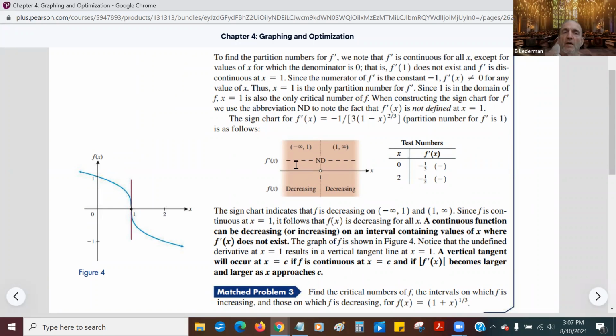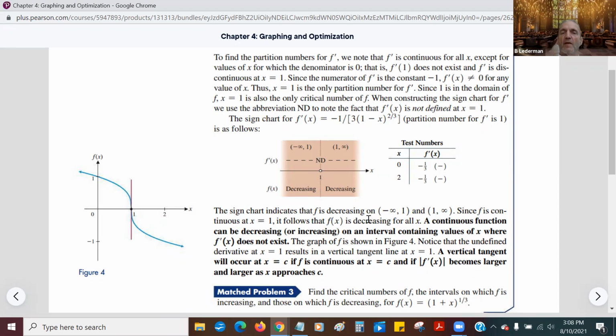Now, if I plug in values, I'll see that anything less than 1 is negative, and anything more than 1 is also going to be negative. So this function is always decreasing, and at 1 the derivative is not defined. There you go. ND stands for not defined. You might think it stands for North Dakota, but it actually stands for not defined.